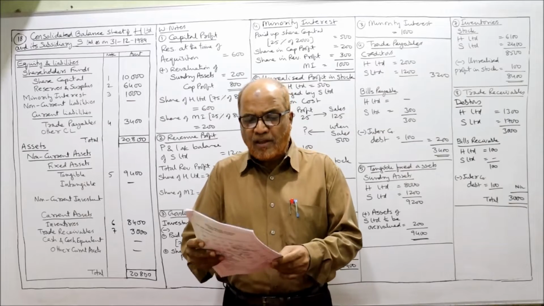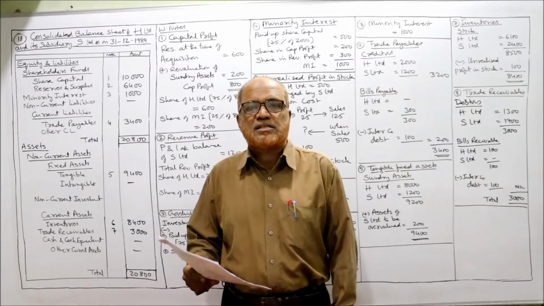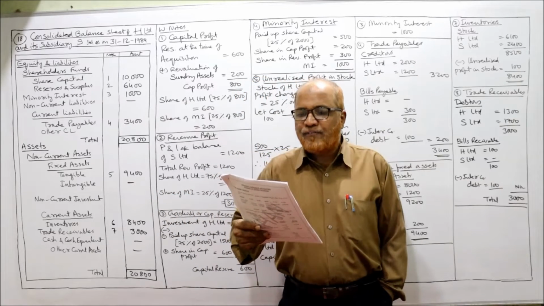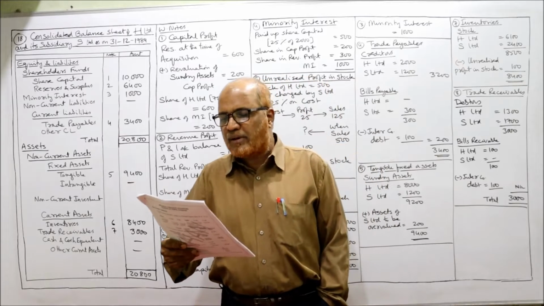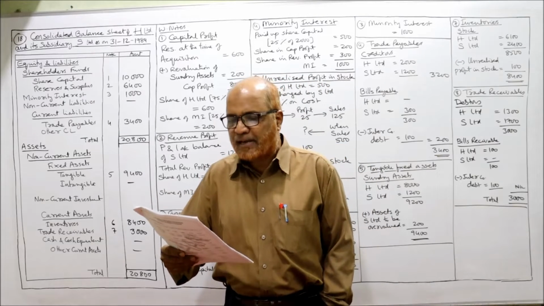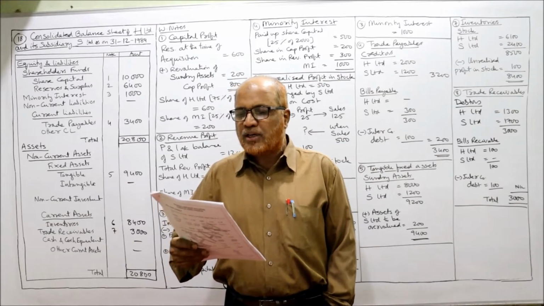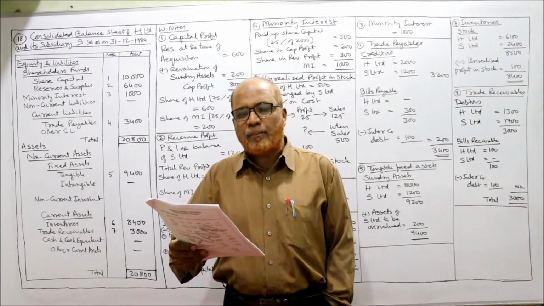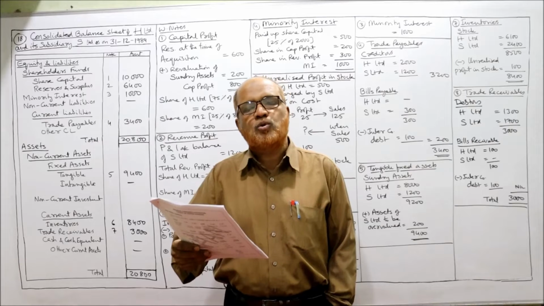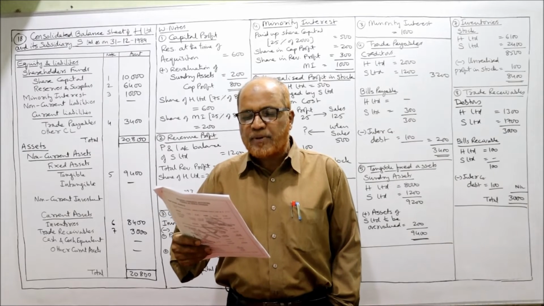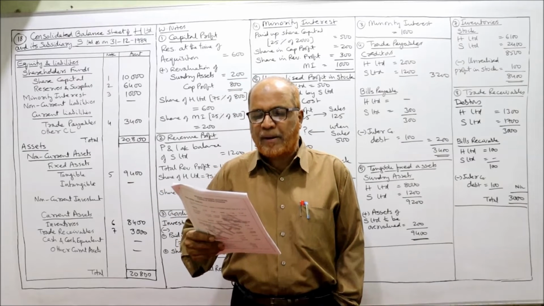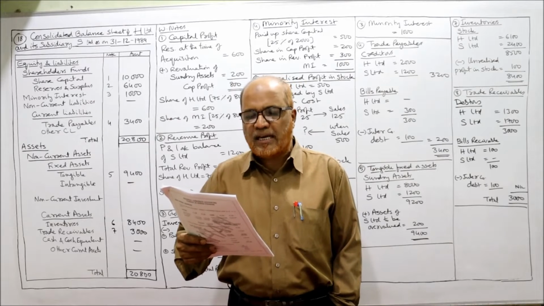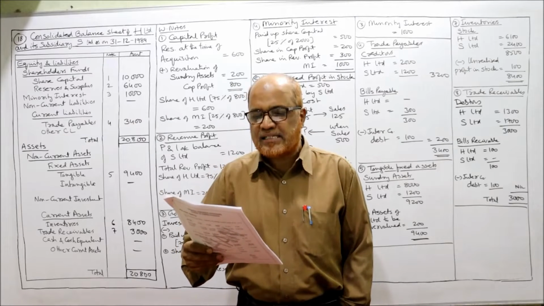My main objective is more and more students should get the benefit from my channel. Come on. Now I'll start the next problem, last and final 18th problem. From the balance sheets and information given below, prepare a consolidated balance sheet. Balance sheet as on 31st December 1989. H Limited holding company, S Limited subsidiary company, two balance sheets are given. Share capital ₹1 fully paid shares, 10,000 H Limited, 2,000 S Limited.